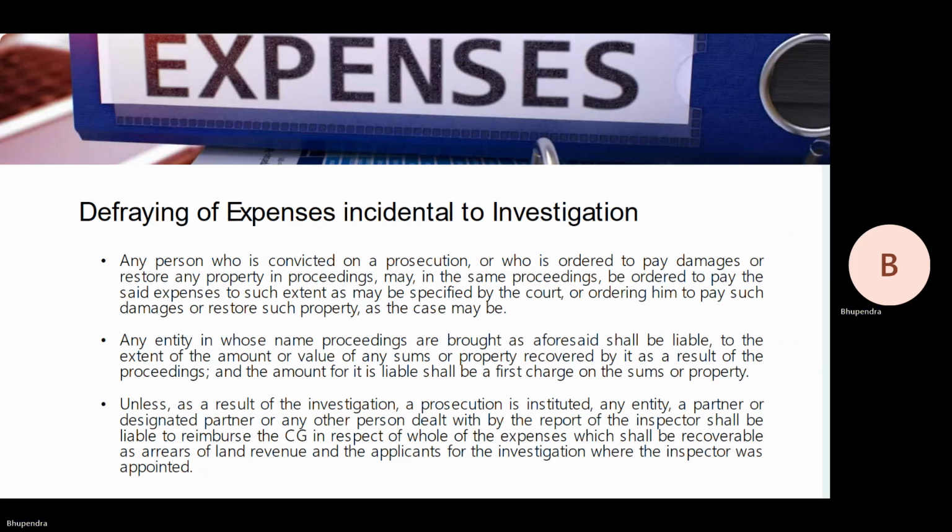Any entities in the proceeding are liable to be extended to the amount or value or any sum of the property recovered by it as a result of the proceedings. An amount for which it is liable shall be first charged on the sum of property. As I said, it will be first charged against the property for expense and then the remaining amount will be taken by central government.